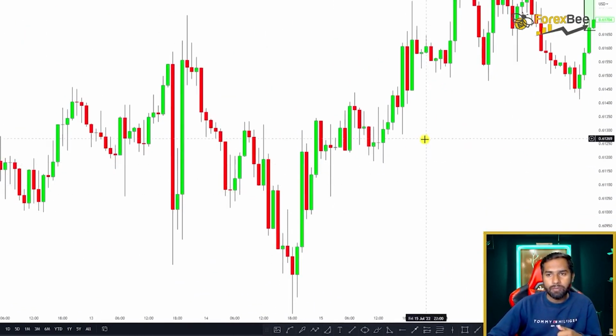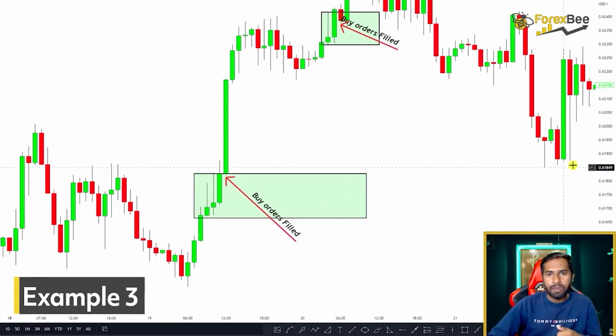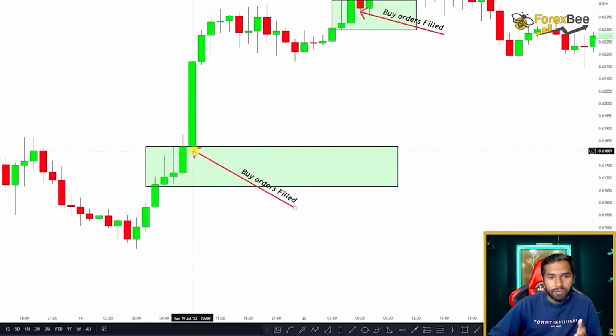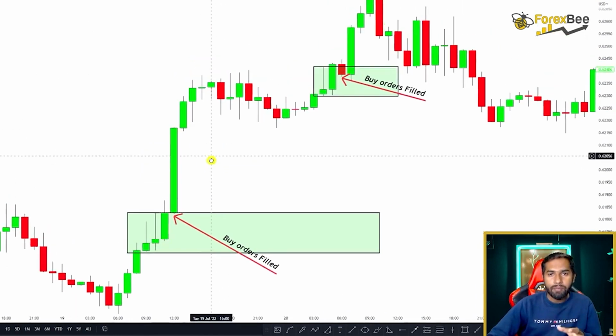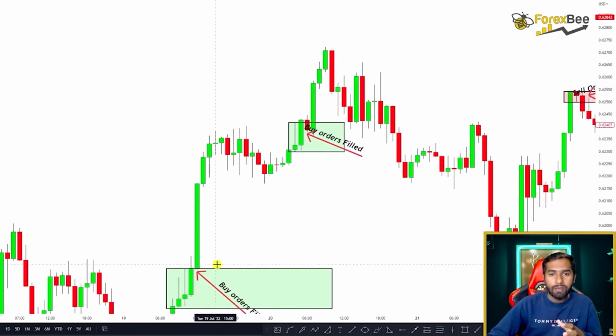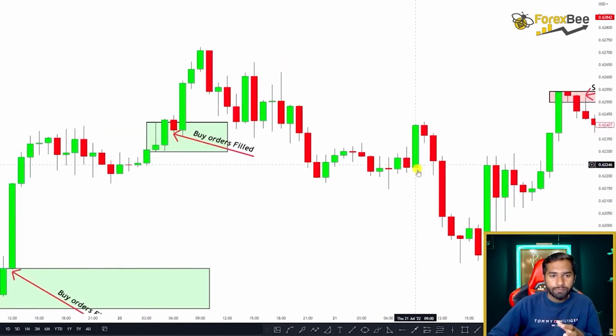Now if we keep moving forward, we can see that at this demand zone, this rally base rally demand zone, the orders were picked right away in the very next candle, and that's why you can see the formation of this very impulsive bullish candle. And from this level to this level, the market did give a very impulsive bullish move.